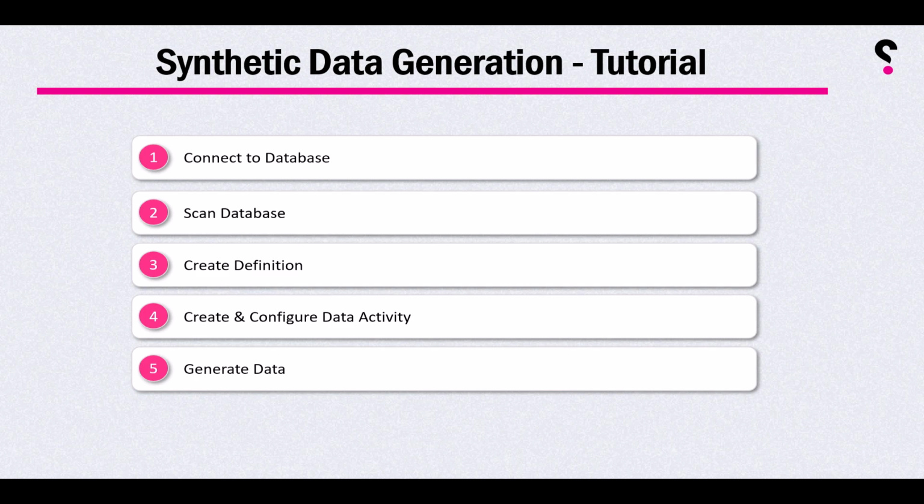We are going to go through 5 steps in this tutorial. The first one is we're going to connect to a database. We're then going to scan a database. We're going to create a definition. We're going to create and configure a data activity, which is going to perform the synthetic data routine. And then finally, we're going to generate some data in a form that can be exposed anywhere in your organization.